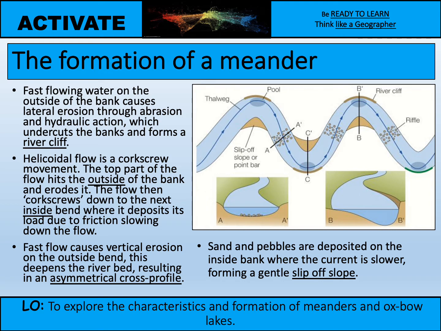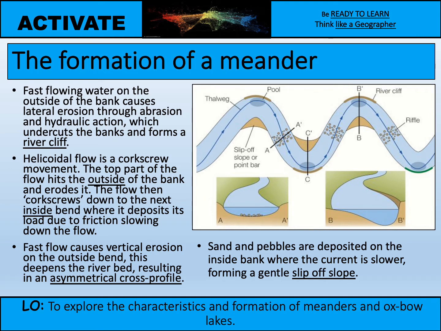On the inside of those bends, because the water flow is slower, think back to that Hjulström curve a few lessons ago, deposition will occur, material will fall out, and that will become shallower. So effectively the whole bend will move towards the outside. We get these asymmetric cross profiles.